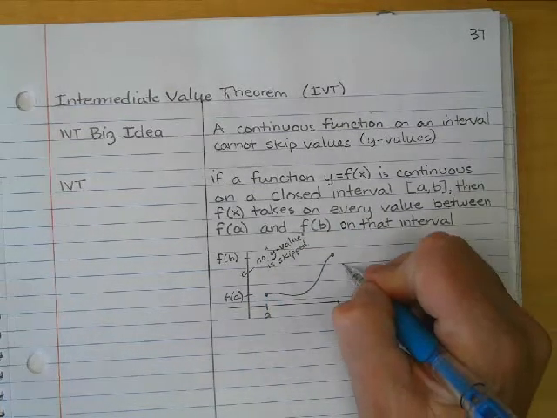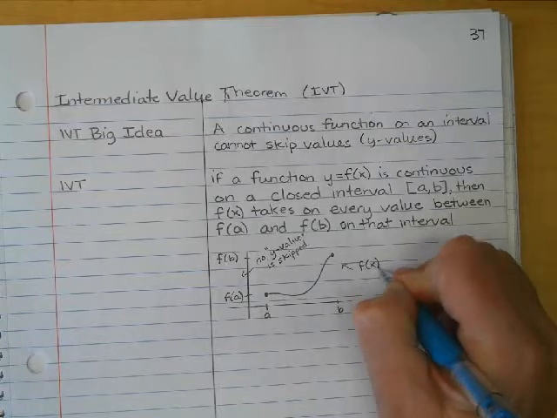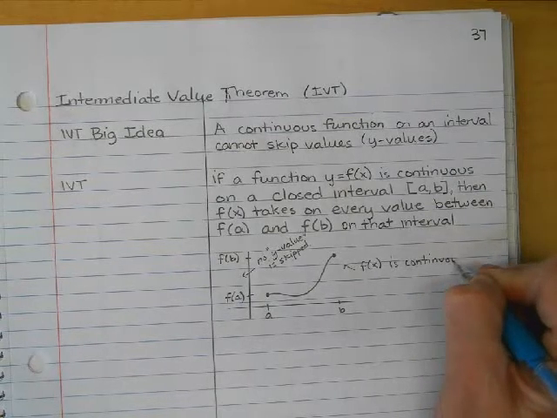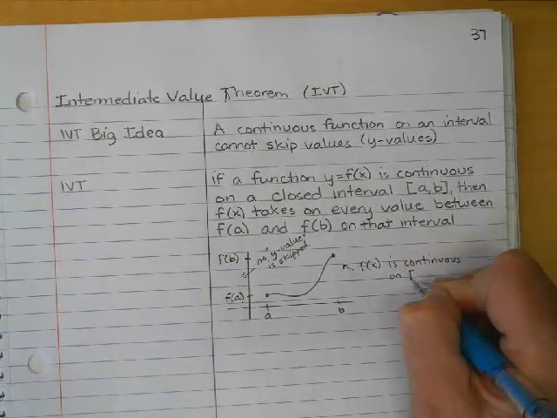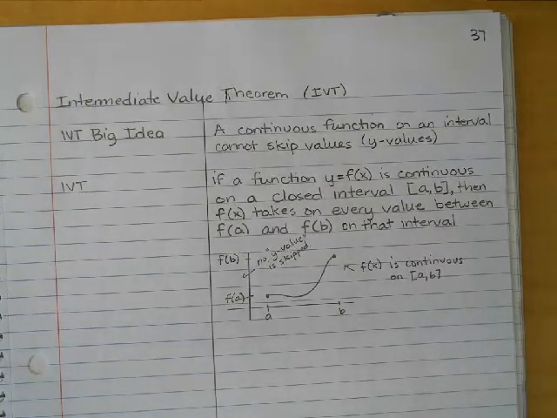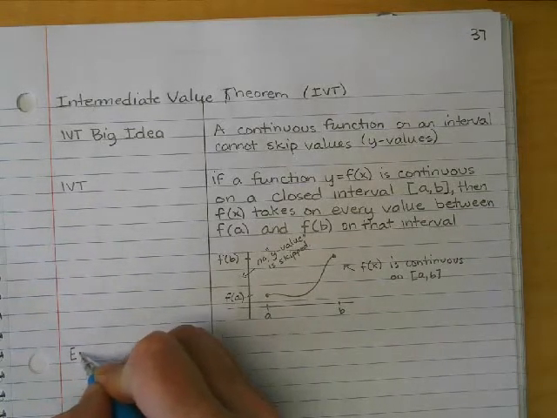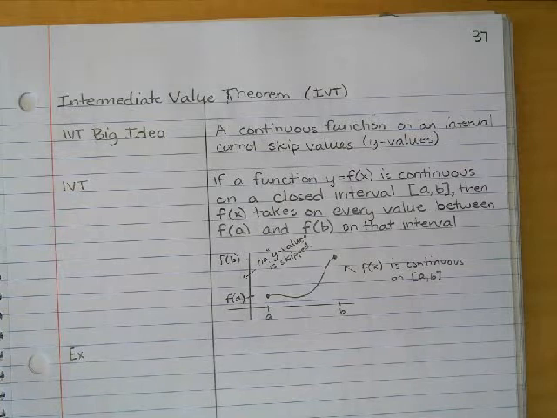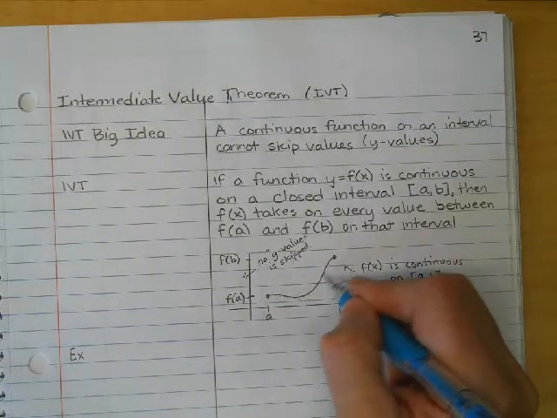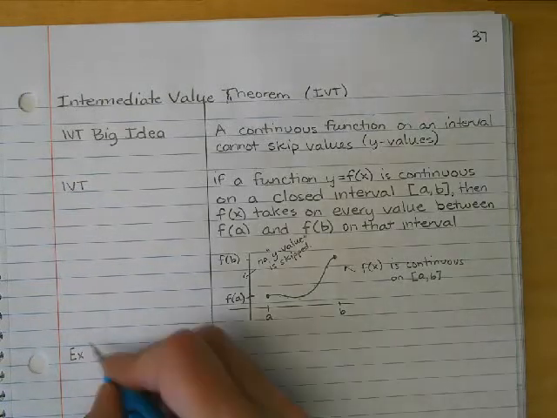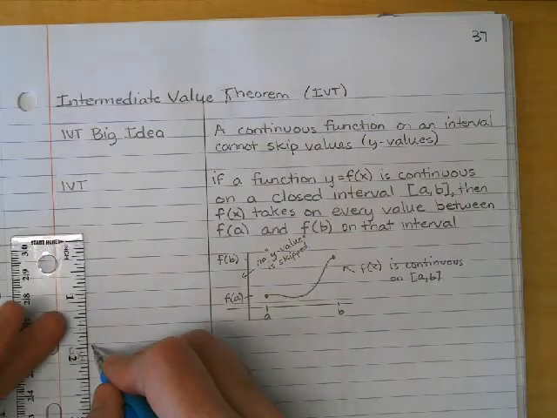Now, given that f of x is continuous on AB. If you did not know that it was continuous, who knows? It could have an asymptote in there, it could have a hole in there, it could have anything going on. But if you know for sure it's continuous, then you know for sure every y value between f of A and f of B, there are infinite points and infinite y values that go through there. Okay, let's look at another example here.